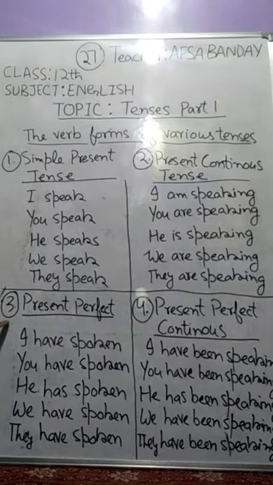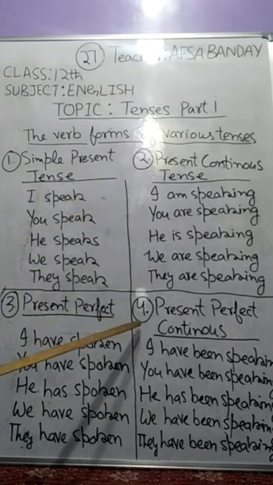Then coming to the next type, the present perfect form. We know that in perfect form we use have or has as a helping verb, plus the third form of the verb. So with I we use have plus the third form of the verb, that is speak, spoke, spoken. With you we use have spoken. With he, she or it we use has spoken. With we we use have spoken. With they we use have spoken.